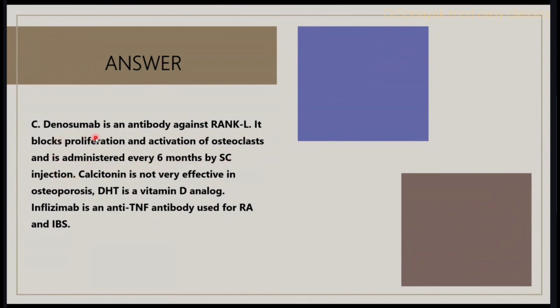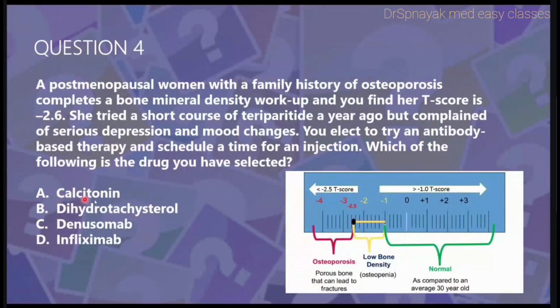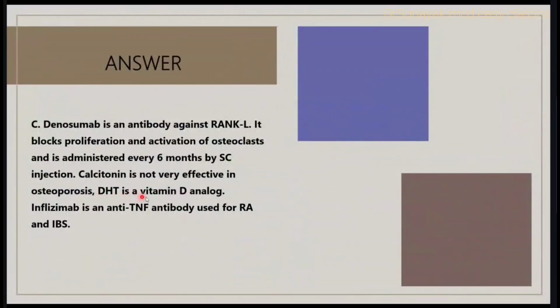So denosumab would be the preferred drug of choice in this case since it is an antibody that directly acts against RANKL and blocks the proliferation and activation of osteoclasts. And it needs to be administered only once in 6 months. Calcitonin is not very effective in osteoporosis, and dihydrotachysterol is a vitamin D analog. So denosumab is better than both of these drugs. And infliximab is an anti-TNF antibody used for rheumatoid arthritis and inflammatory bowel disease. So our answer would be denosumab. Let's move on to the next question.